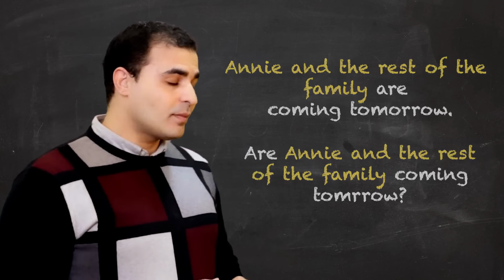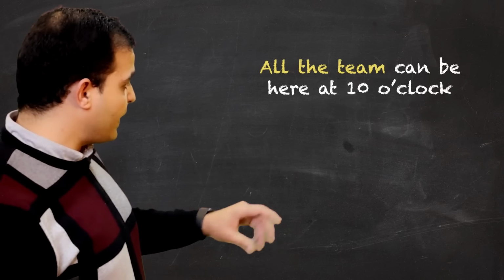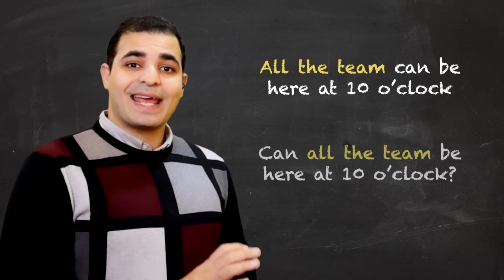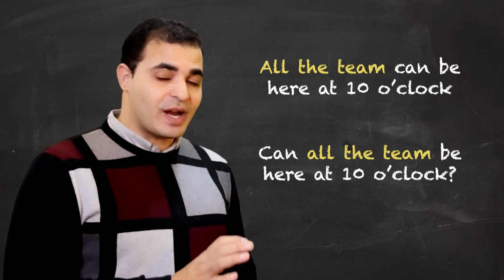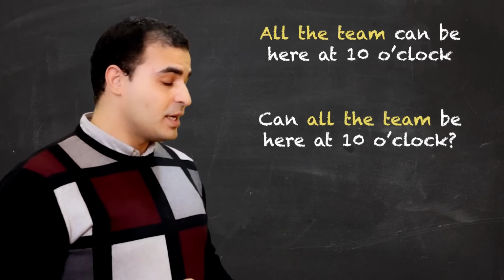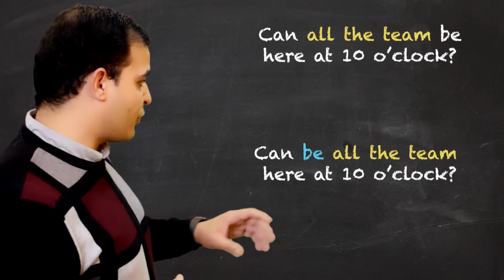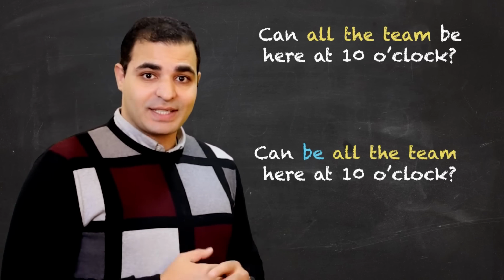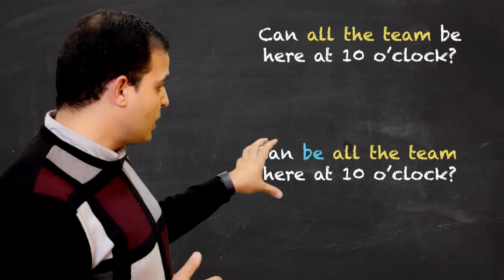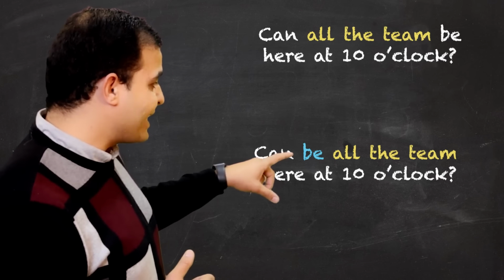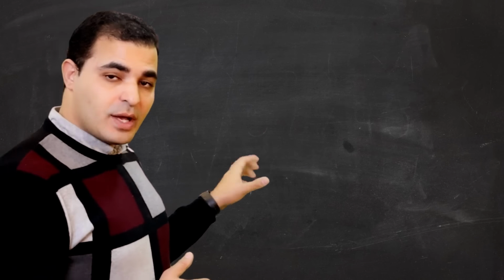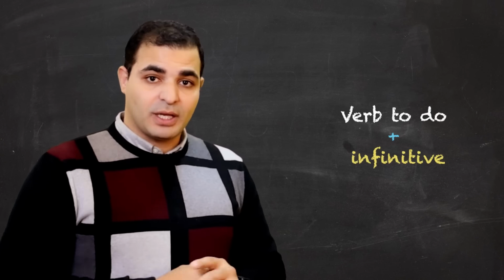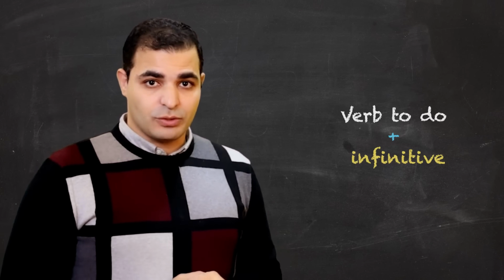Another example. All the team can be here at 10 o'clock. To form a question, we should say, Can all the team be here at 10 o'clock? Not, Can be all the team here at 10 o'clock. Why? Because where's the subject? The subject is all the team, so the auxiliary verb can must come before it. If there is no other auxiliary verb, we use the verb to do plus infinitive without to.